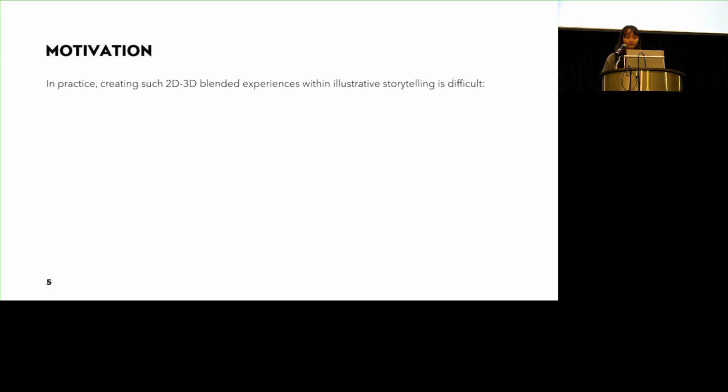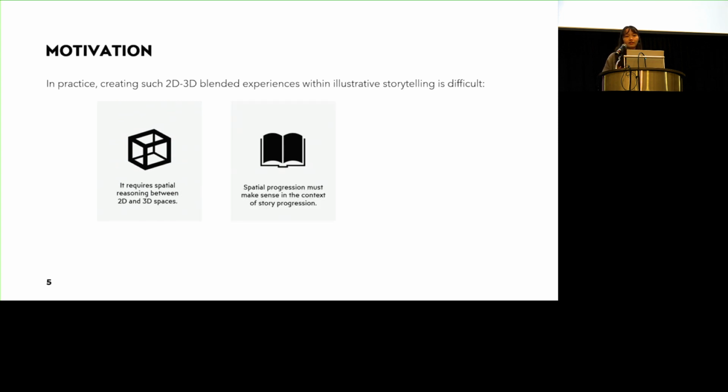But in practice, making these 2D to 3D blended experiences within illustrative storytelling is difficult. It often requires spatial reasoning between 2D and 3D spaces. So, for example, when you're creating these 2D objects that would be placed in a 3D scene, you have to think about how that asset will look from all angles. In addition, because we're focusing on creating a cohesive story, we also have to think about whether the progression of the story would make sense in the context of how a viewer may spatially navigate through the scene.